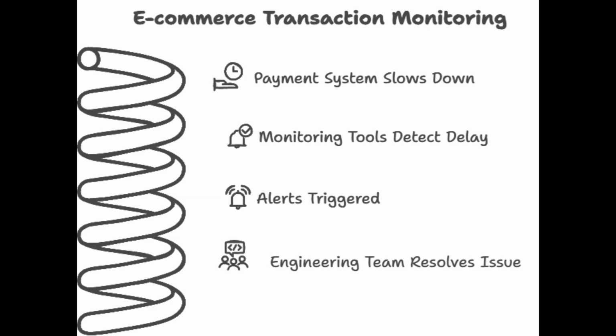The alerts come in the form of communication through different channels, maybe a Slack notification or an email notification. So they trigger those alerts, and the engineering teams come to know about them, and if it's a priority thing, they instantly resolve the issue before it affects too many users or leads to failed orders.